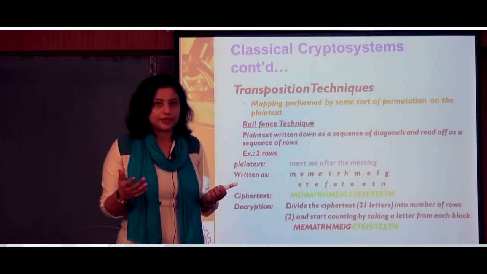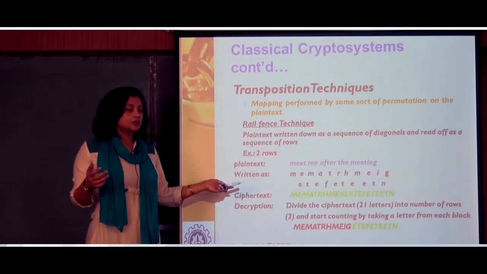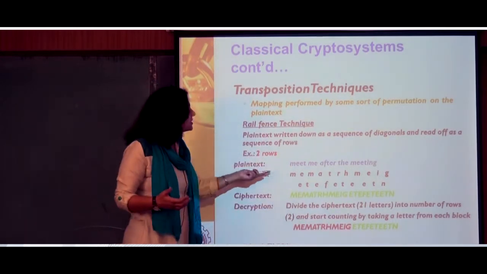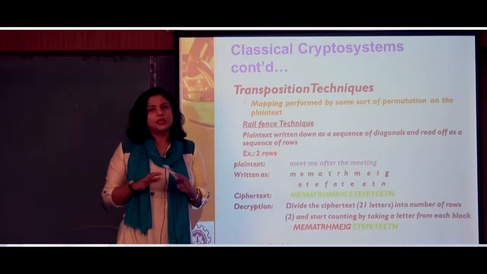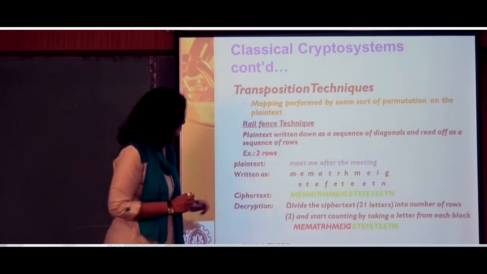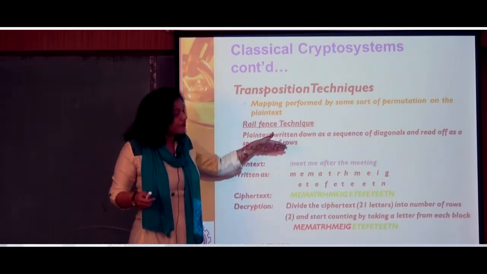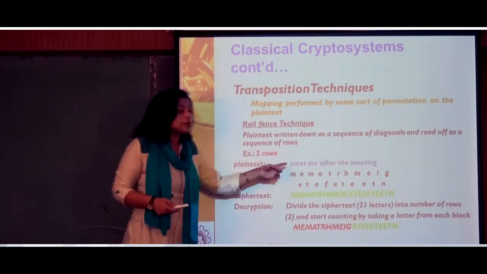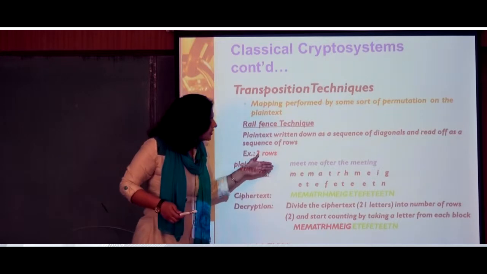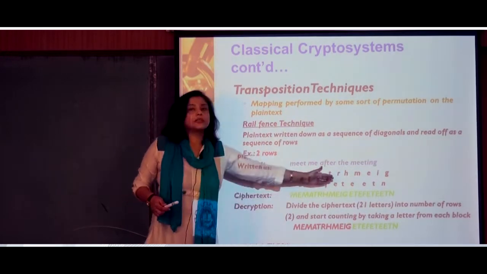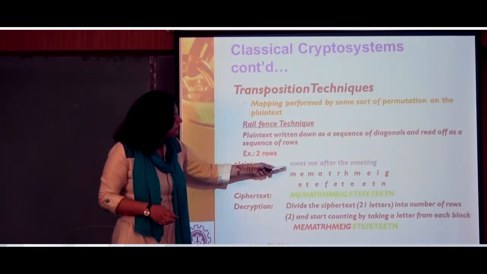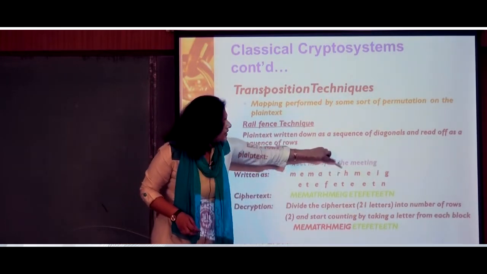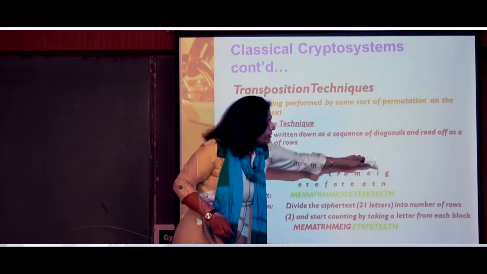Now, how to form the ciphertext? Again, we are mentioning once more, the ciphertext should be written in capital case letters and plain text should be written in small case letters, just to differentiate between the two. Now, once you have written it, how to read it out? You read it out in rows, in sequence of rows. So, you first read out the first row, then read out the second row. So, your ciphertext will now become M E M A T R H M E I G.